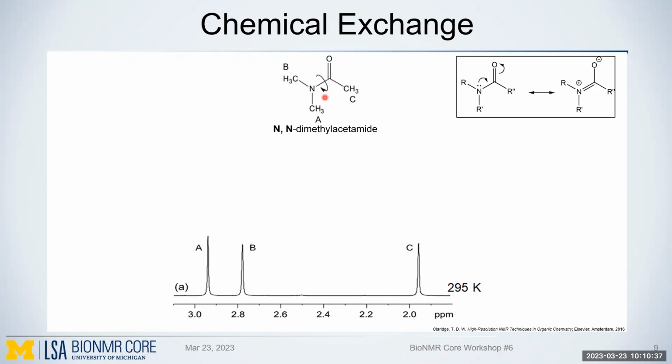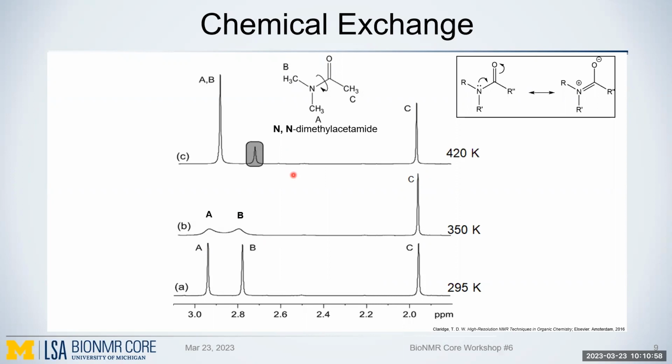And then to confirm that A and B are not chemically equivalent, you can actually change the temperature and see how your spectrum changes as you increase the temperature. If we increase the temperature to 350 Kelvin, now you can see that the A and B peaks are getting more broad and they start to merge into one peak. And if you increase the temperature a little bit more, then these two peaks eventually merge into one very sharp peak.